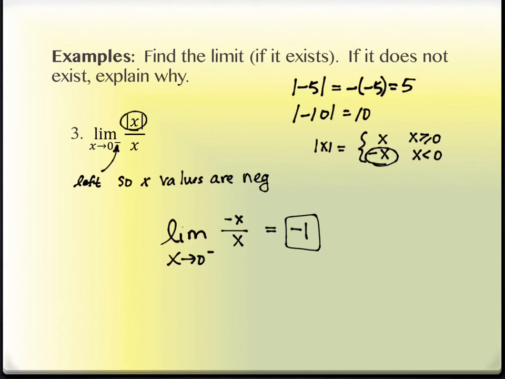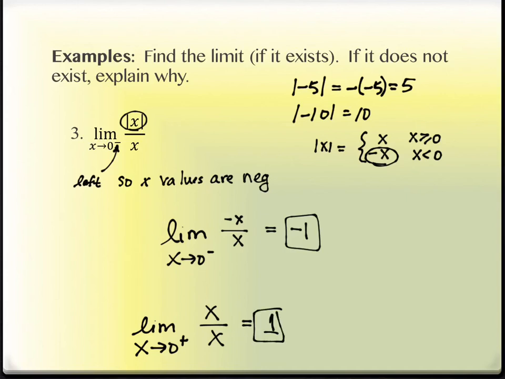Now, if this had been x approaches 0 from the right, it wouldn't be negative 1. This isn't our question, but what would happen if I was asked to do x approaches 0 from the right? Yeah, I'd have an x on top because it'd just be by itself, the same as it was, right? I'd get a positive 1 instead.